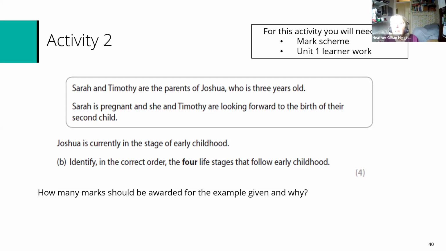So Sarah and Timothy are the parents of Joshua, who is 3 years old. Sarah is pregnant and she and Timothy are looking forward to the birth of their second child. Joshua is currently in the stage of early childhood, and learners have to identify in the correct order the 4 life stages that follow early childhood. So how many marks would you give and why?